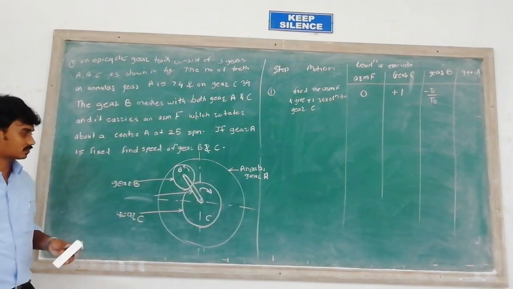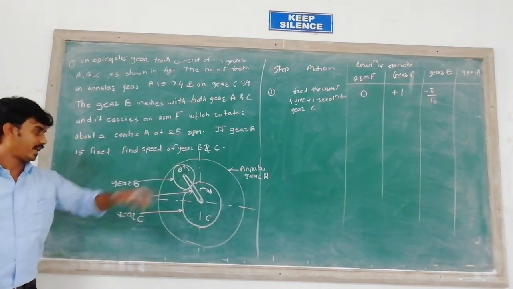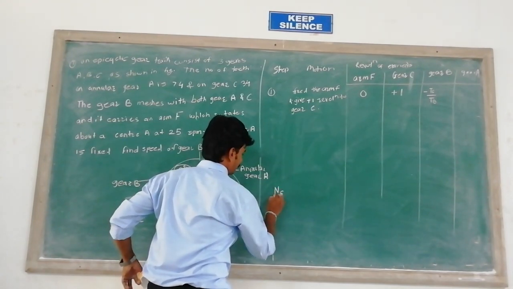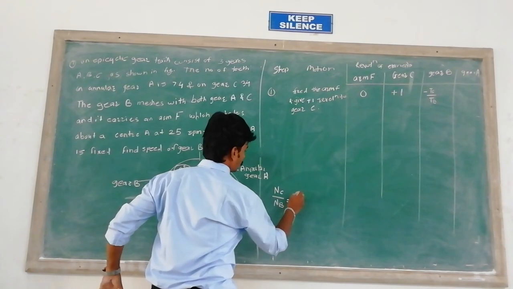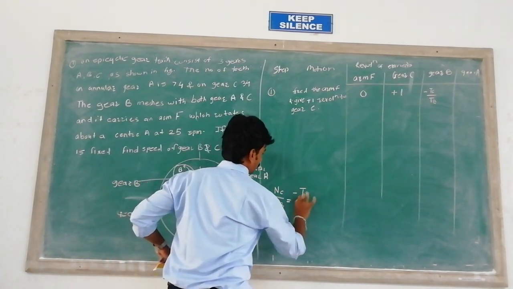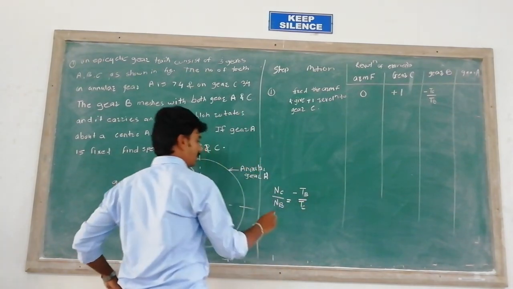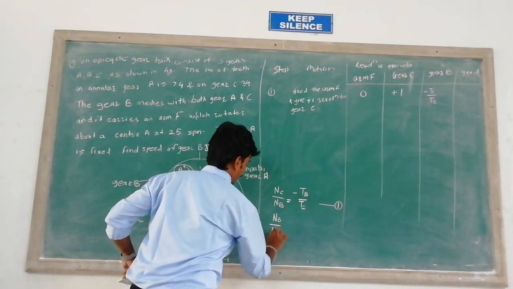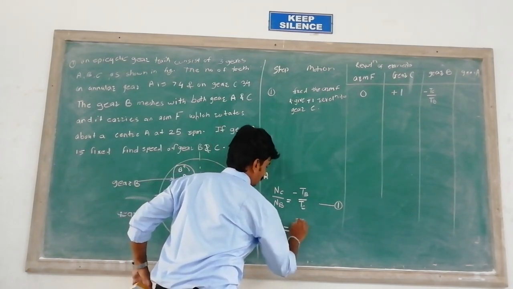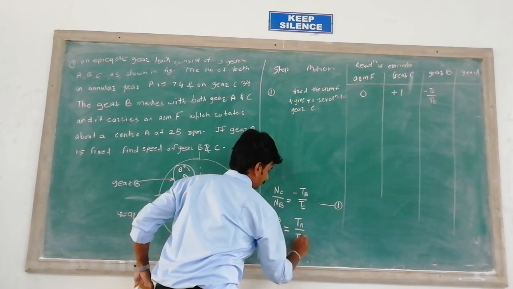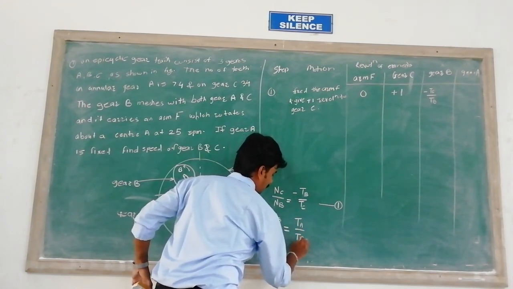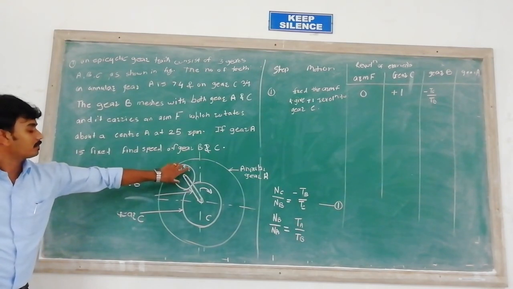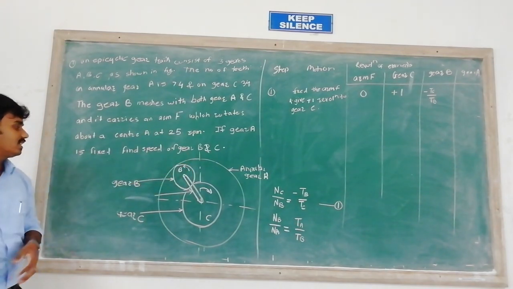Then I have to find out the speed of gear A. NC divided by NB is equal to minus TB divided by TC. This is equation 1. Now NB divided by NA is equal to TA divided by TB. Why is there no minus sign? Because they are meshing internally, the direction of gear B will be the same as the direction of gear A.